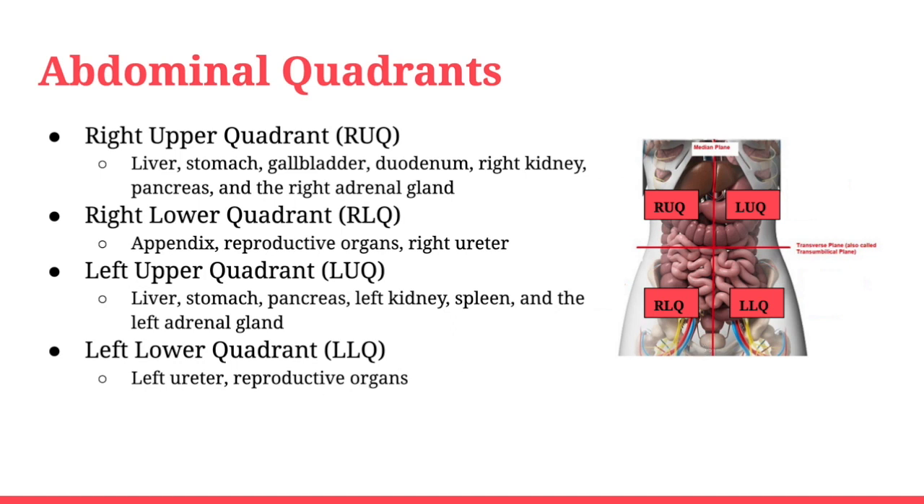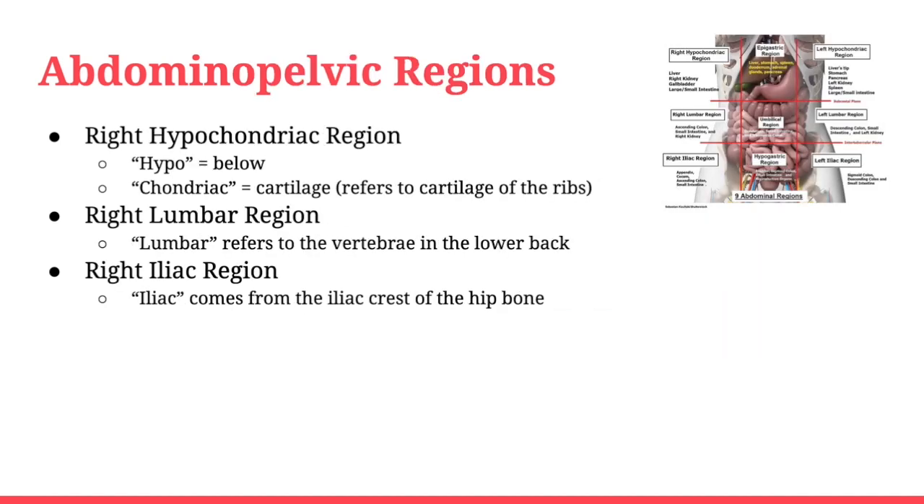Now, because there are so many organs, here we also use regions. So we have abdominopelvic regions, and there are 9 of them. It kind of looks like, I guess, a tic-tac-toe board. So we have 9 different abdominopelvic regions.